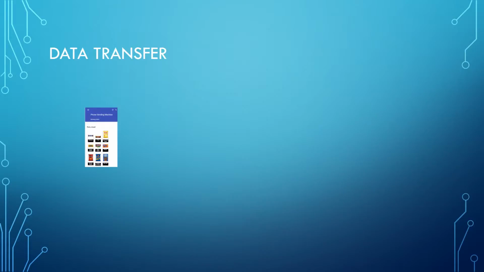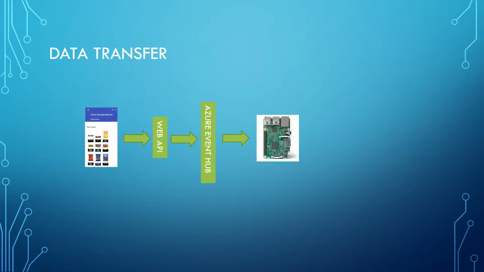After they click on the candy, it would send a request to the web API. The web API is then writing to the Azure Event Hub. Afterwards, a signal is received by the Raspberry Pi.